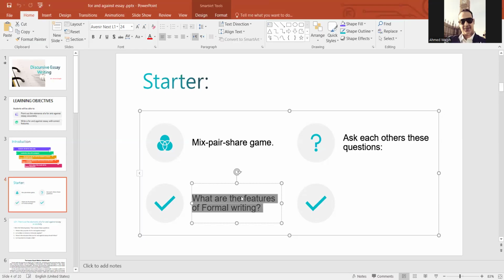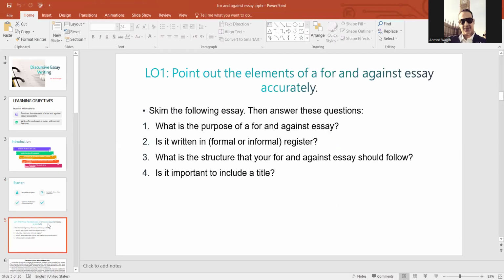We do not express our feelings. We do not use figurative language or short forms or idioms. Try to use passive. Try to use academic vocabulary or formal words. So let's start with the elements of a for and against essay.